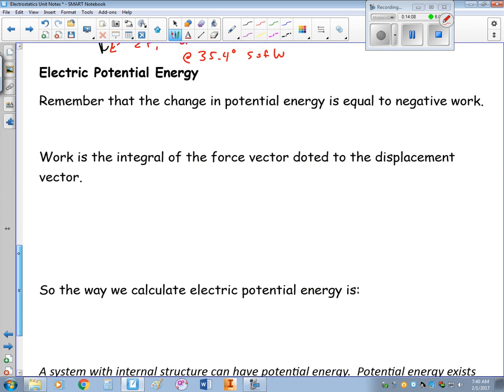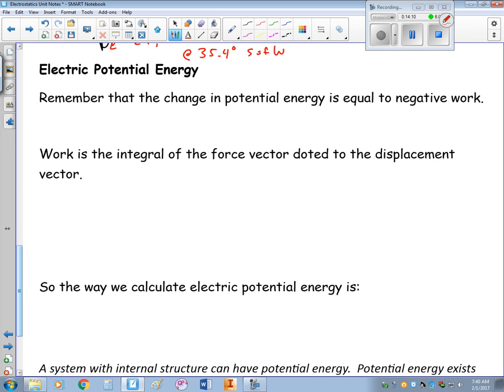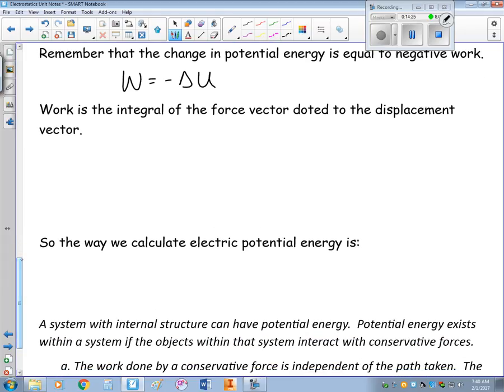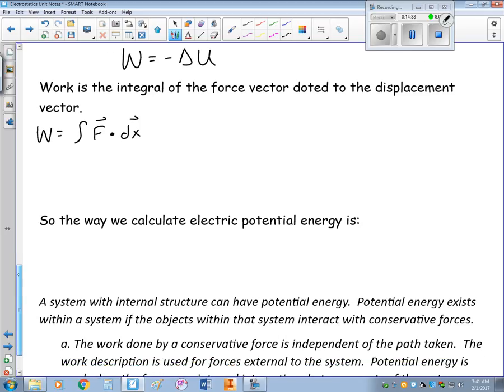Electric potential energy. Remember that the change in potential energy is equal to negative work, or work equals negative change in potential energy. Also remember that work is the integral of the force vector dotted with the displacement vector. So I can go ahead and start plugging some things in here.